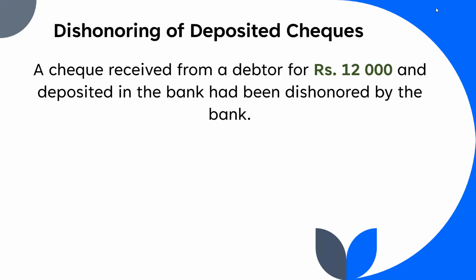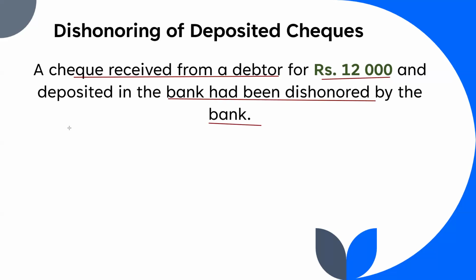All right. So dishonoring of a deposited check. You have got an example here. It says a check received from a debtor for rupees 12,000 and deposited in the bank account had been dishonored by the bank. Let me quickly underline the keywords. You have received a check from the debtors. Debtors are the people who are liable to pay you. The bank had dishonored the check, maybe because the signature is incorrect, or maybe the name written is not correct. That might be the reason.